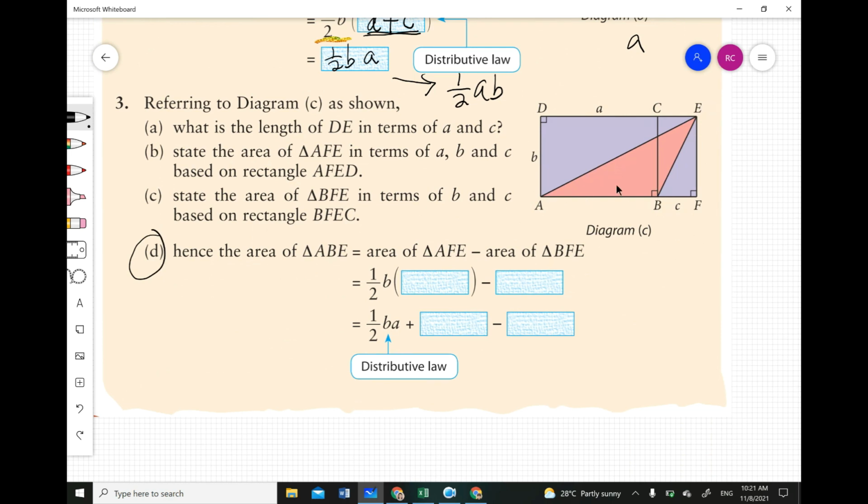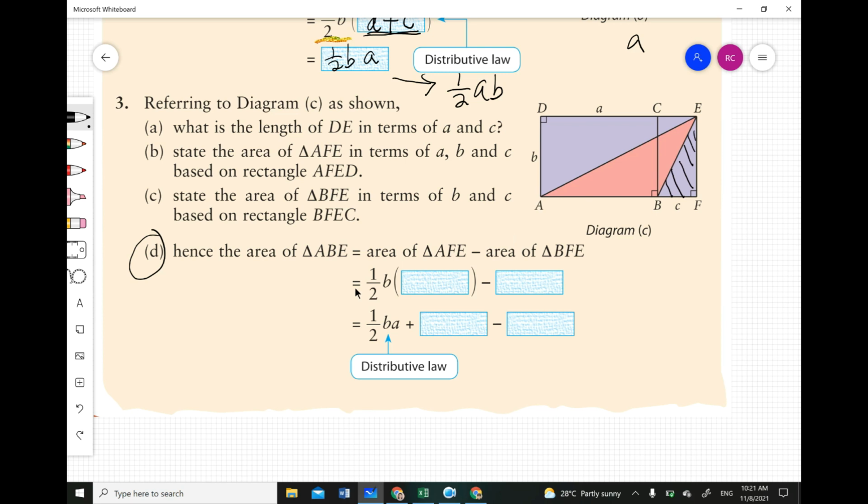Look at D. The area of triangle ABE, meaning the orange colored one here, is equal to the area of triangle AFE, the big one, minus the area of triangle BFE, the smaller one. So we are going to get this big area over here, and after that, we deduct this part, so that we can get the area of the orange triangle.